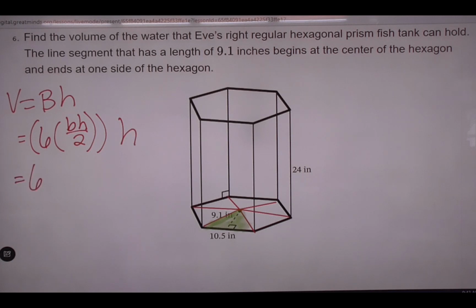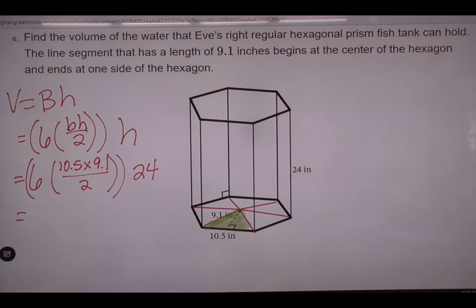So 6 times, let's do the area of that one green triangle. Base is 10.5 times the height of that little triangle, 9.1, and divide that by 2. And then once we multiply that times 6, we're going to multiply it times the height, which that aquarium is 24 inches tall.